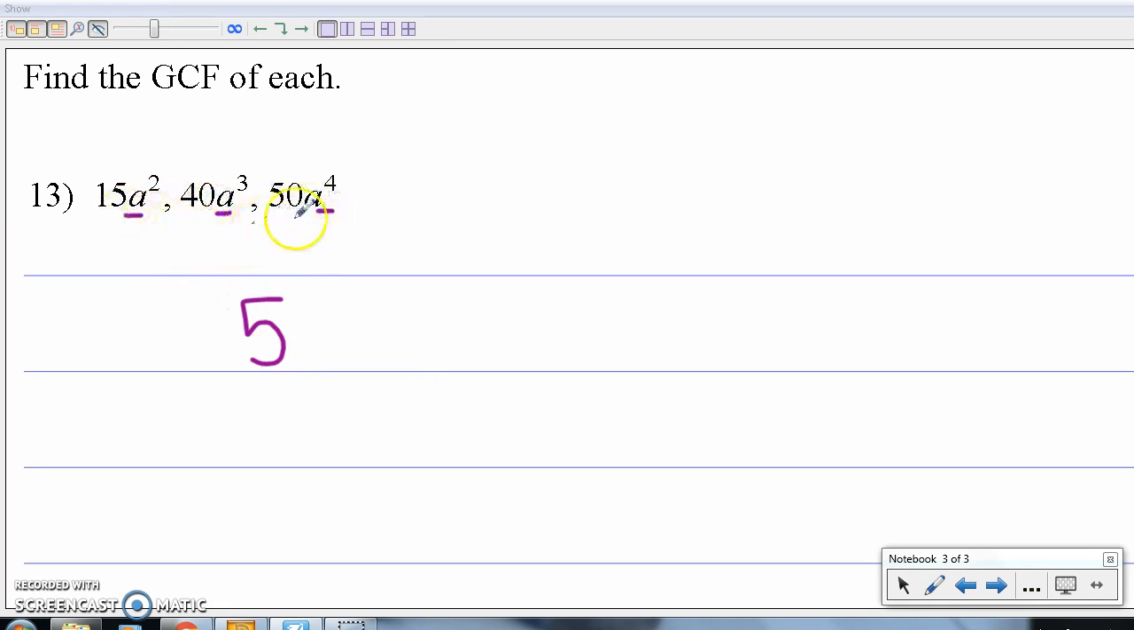So all you have to do then is look for the smallest exponent. So if they have an a squared, an a to the third, a to the fourth, a squared is the smallest exponent, so that will be the part that I use in my GCF.